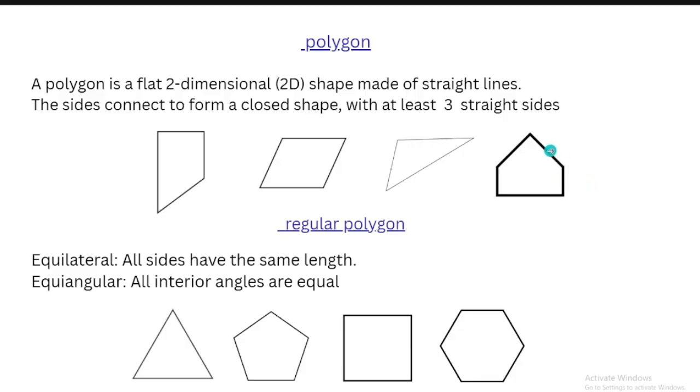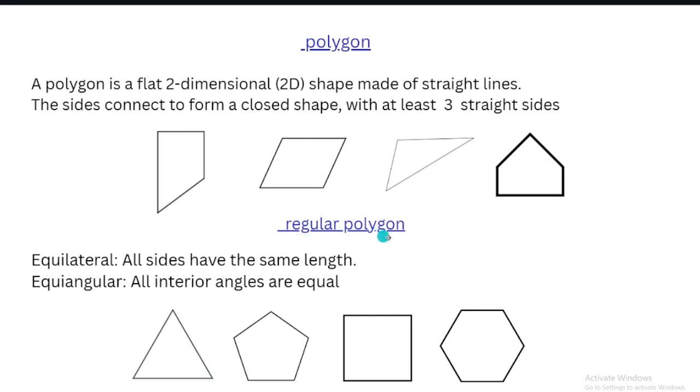What is a polygon? A polygon is a flat 2-dimensional shape made of straight lines. The sides connect to form a closed shape with at least 3 straight lines. The triangle is the smallest polygon because it has at least 3 straight lines. It can be 4 straight lines, it can be 5, it can be any number of straight lines. So any shape like this is a polygon.